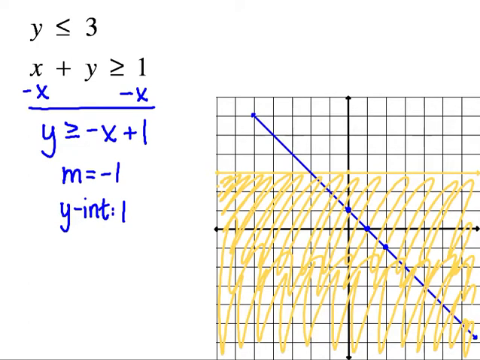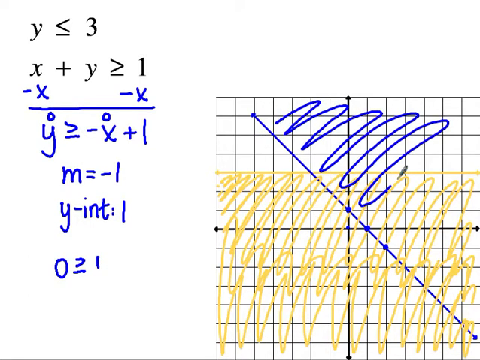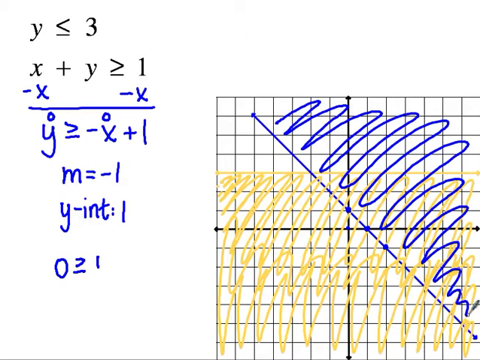Okay, so now we need to pick a point. What point works? 0, 0. So let's plug in 0 and 0. And I end up getting 0 to be greater than or equal to what? 1. Is that true? No. Okay, so which way am I going to shade? Right. To the right. So my solution is actually right here.